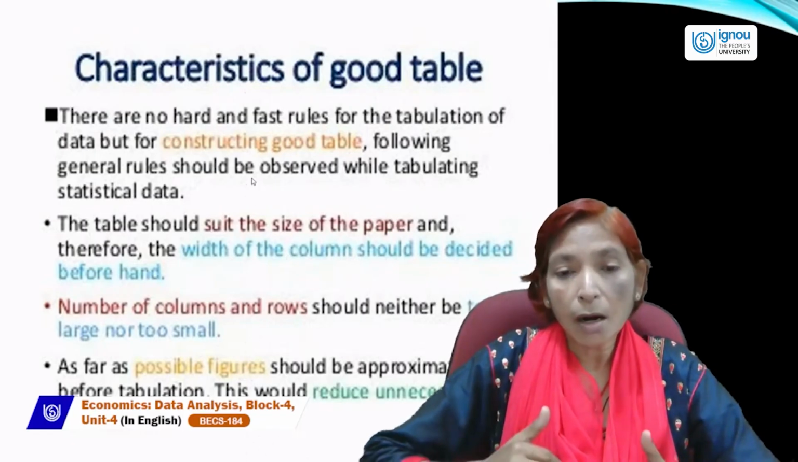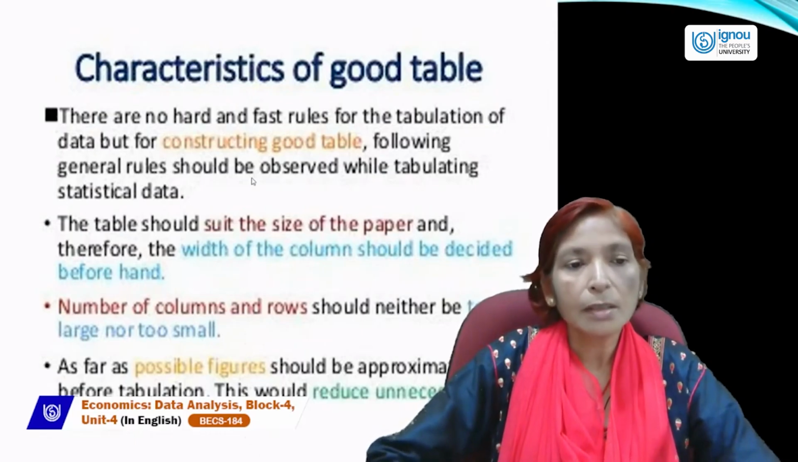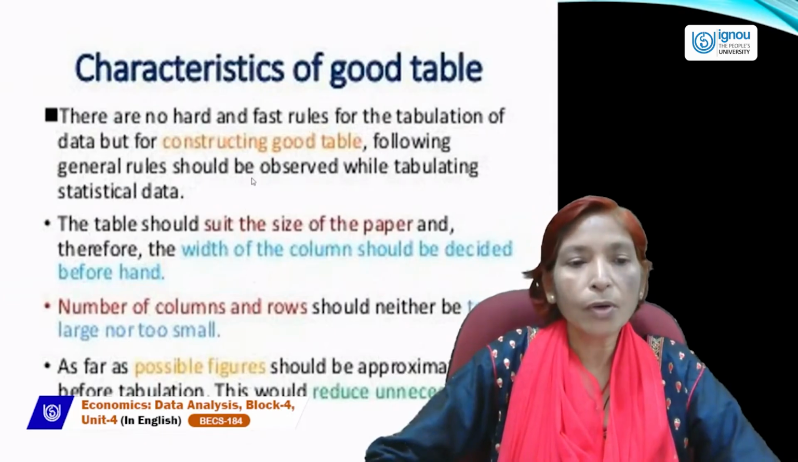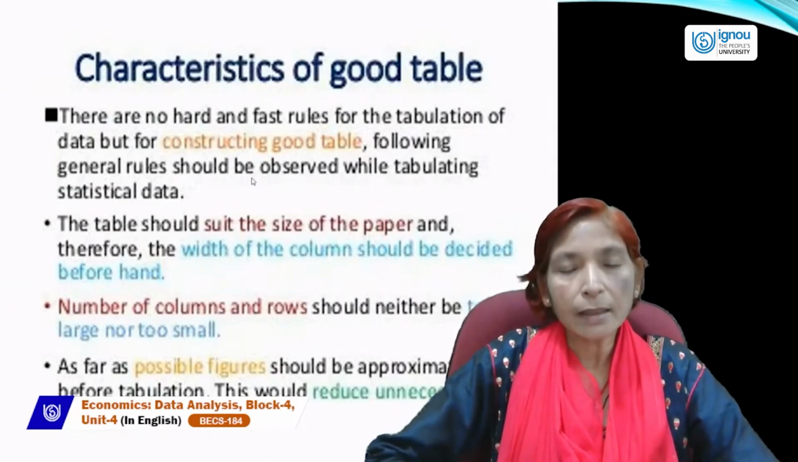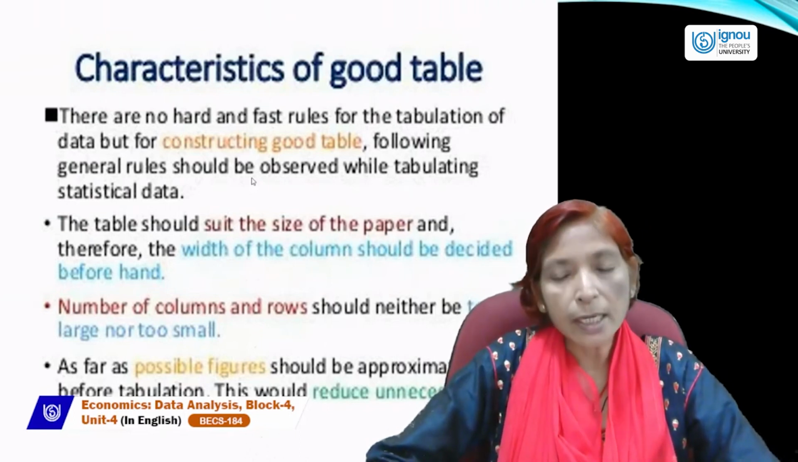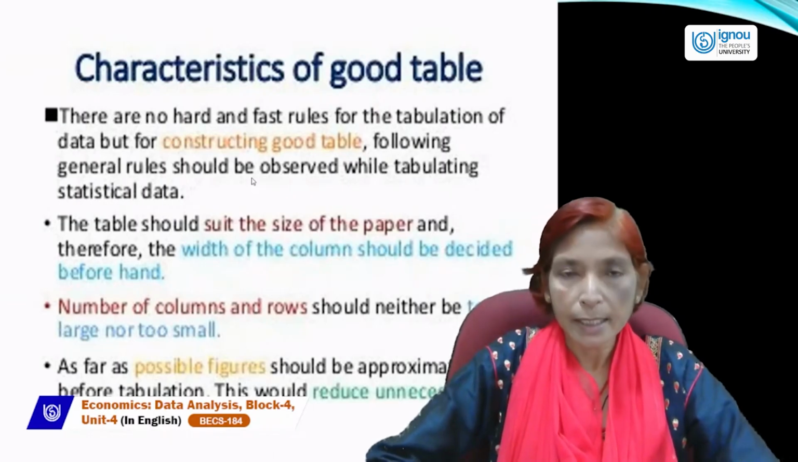A table should not be too large or too small. It means the width of the columns should be decided before presenting the data in a tabular form. So the table should suit the size of the paper, and therefore the width of the columns should be decided.